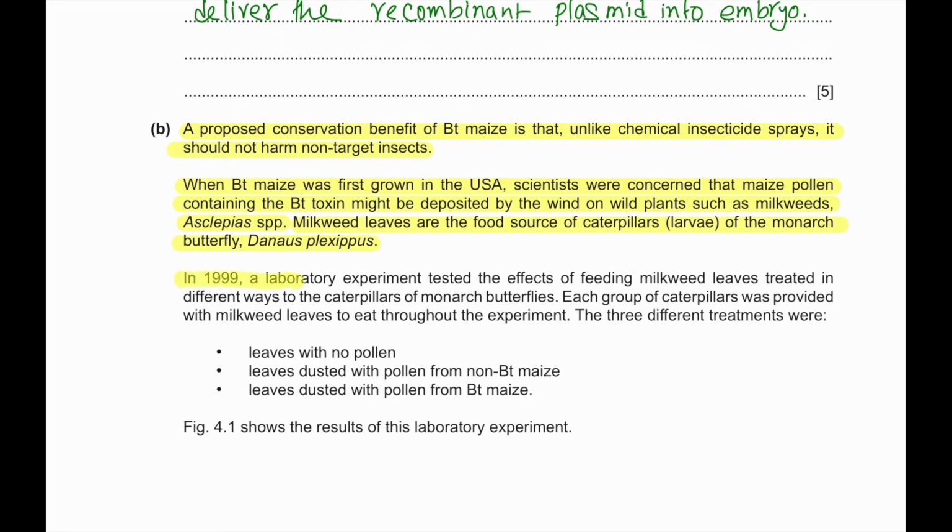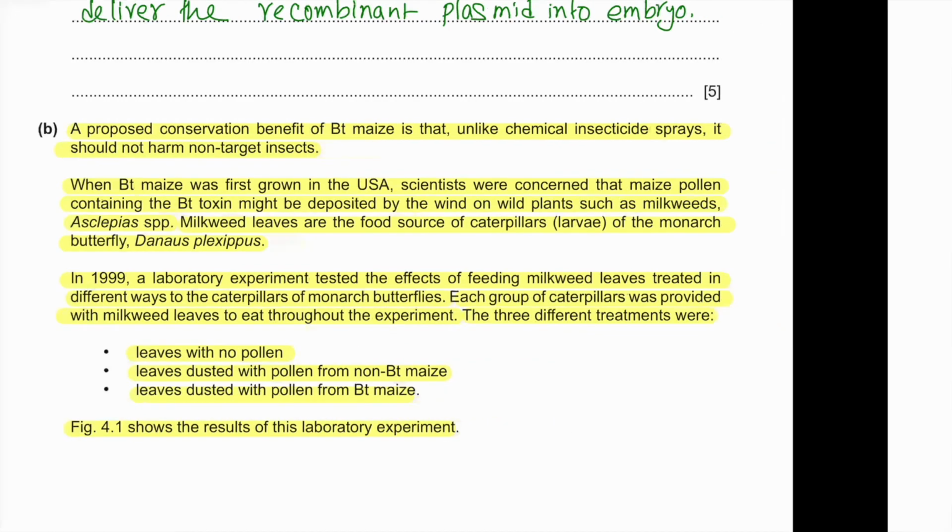In 1999, a laboratory experiment tested the effect of feeding milkweed leaves treated in different ways to the caterpillars of monarch butterflies. Each group of caterpillars was provided with milkweed leaves to eat throughout the experiment. The 3 different treatments were leaves with no pollen, leaves dusted with pollen from non-Bt maize, leaves dusted with pollen from Bt maize. And figure 4.1 shows the results of the laboratory experiment.